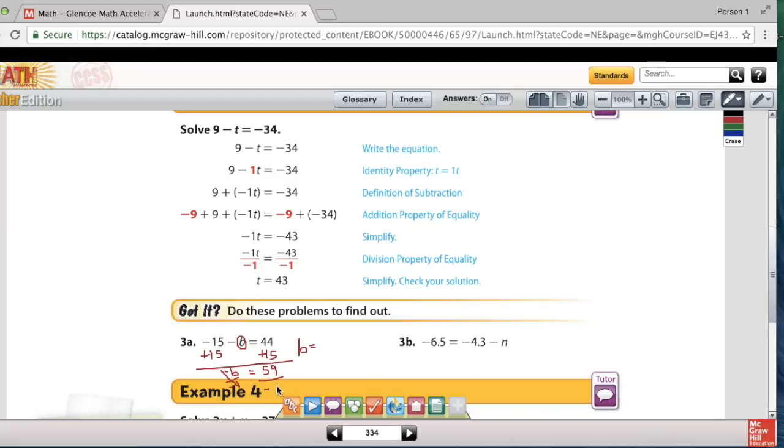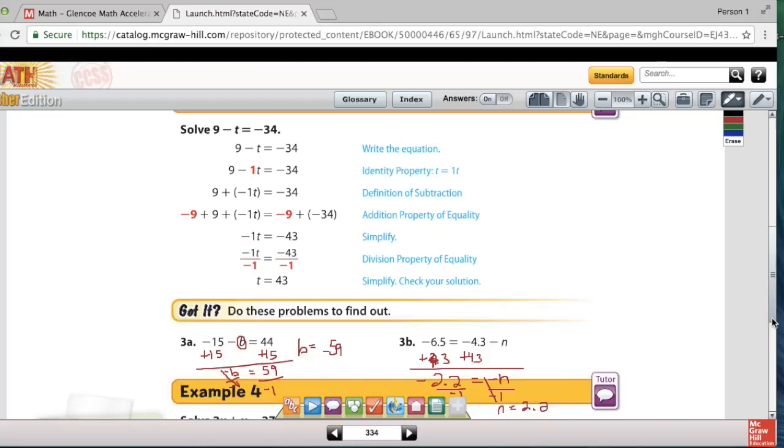So when I divide 59 by negative 1, though, I get negative 59. Let's do another one of those. We're going to add 4.3 to both sides. We're still going to do the two-step operation. The first one's usually going to be to add or subtract. So add 4.3. And 6.5 plus 4.3 is going to be negative 2.2 equals negative n. And when we divide by negative 1, those negatives cancel out. Divide by negative 1, we get n equals positive 2.2.